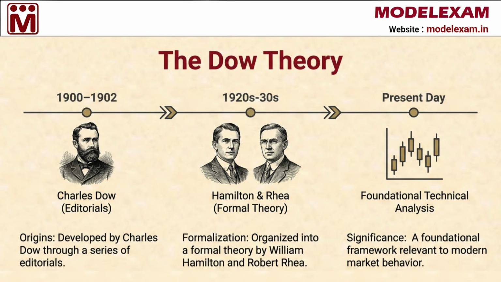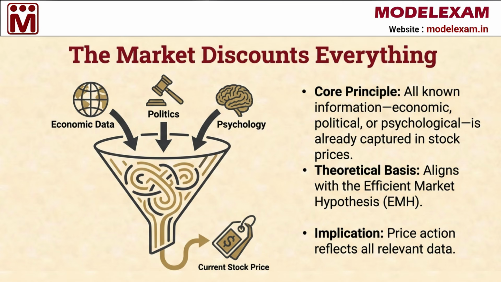Even though this was developed over a century ago, it remains a foundational framework that traders use today to understand how markets behave. Now, let us look at the first core principle, which is that the market discounts everything. Imagine a giant funnel like the one on your screen. Into this funnel goes every piece of information available, such as economic data, political news, and even human psychology. The theory states that the current stock price already reflects all this known information.